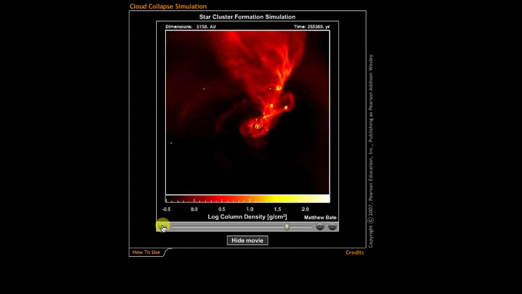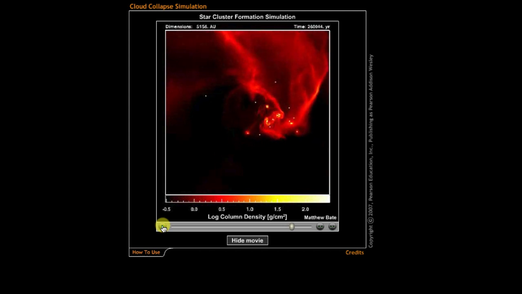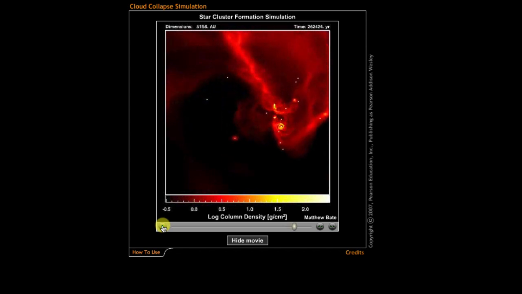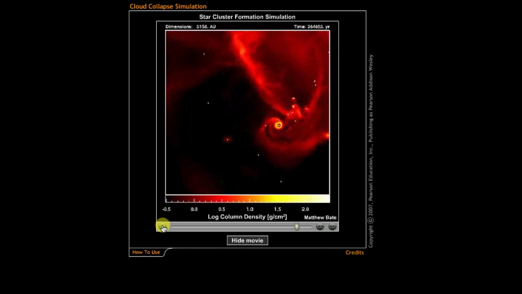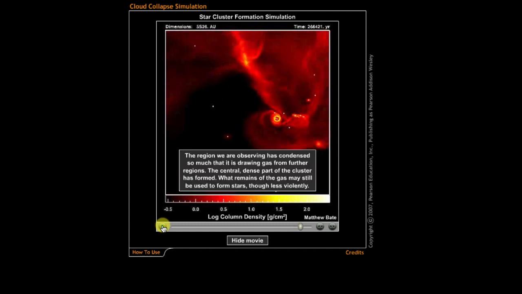So we've got all these stars being flung around now, and everything's kind of rotating around, and ultimately we'll have this cluster of stars that are formed, all moving around some center of the cluster. So the region we're now observing has condensed so much that it is drawing gas from further regions. The central dense part of the cluster has formed. What remains of the gas may still be used to form stars, though less violently.